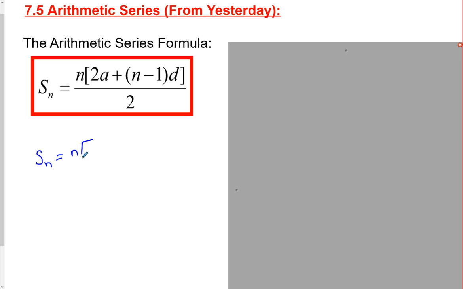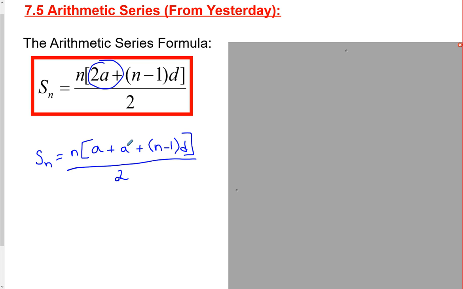So here's what I'm going to do. I'm actually going to split up that 2A right here. I'm going to split it up into pieces, into A plus A. So 2 different pieces. Okay? And then I've got my N minus 1 and my D. And then I'm dividing that whole thing by 2. So the only thing I changed there was I split up the 2A into A plus A.